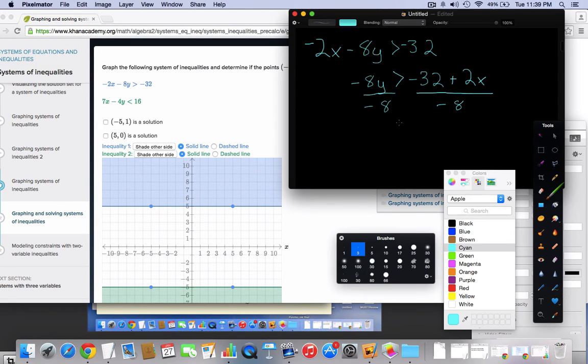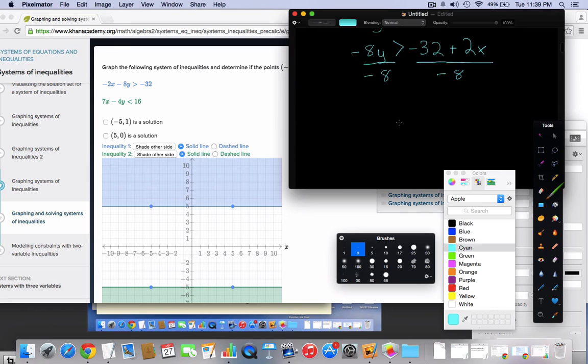And I'll illustrate this a slightly different way than I've illustrated it before. Let's leave this sign alone for a second. Let's just simplify everything else. So -8 over -8 is just +1, so that's going to leave us with y. -32 over -8 is a +4, and then 2 over -8 is going to be -2/8, which simplifies to 1 over 4, and then we just have our x.